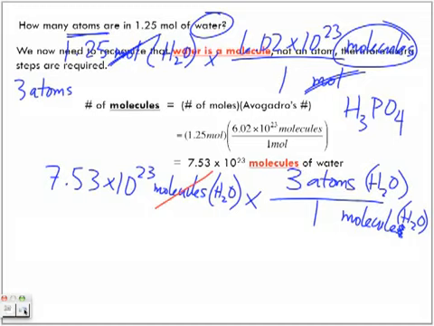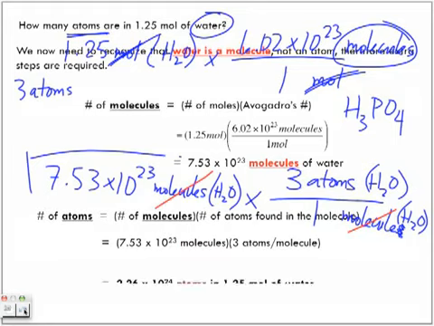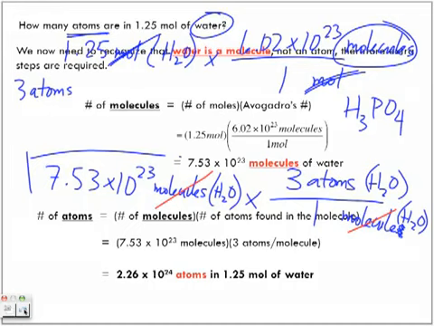So what we're going to do is take these out, and now my molecules cancel out. What am I left with? What units? Atoms. So I know that if I have this many molecules, but that 1 molecule is made up of 3 atoms, I'm going to have 3 times the amount of atoms as that, because in 1 molecule I have 3 of them. So we're going to multiply this by 3, and we get 2.26 times 10 to the power of 24 atoms in 1.25 moles of water.